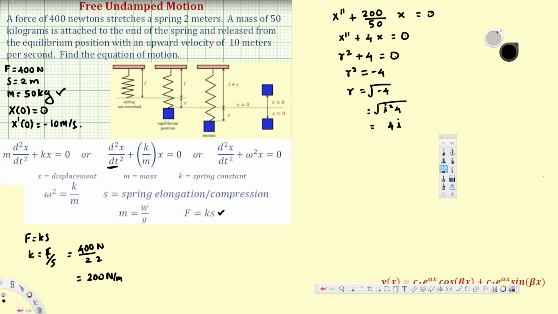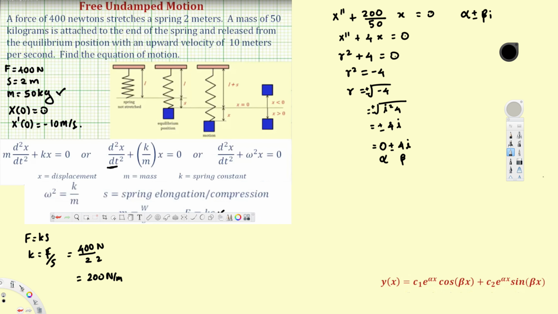4i. And if you remember the complex number pattern, that's going to be like alpha plus or minus beta i. In our case this is 0 plus or minus 4i, right? Plus or minus 4i, and from this one we can see our alpha value is 0, beta value is equal to 4. Now we can go ahead and write our general solution for this differential equation.